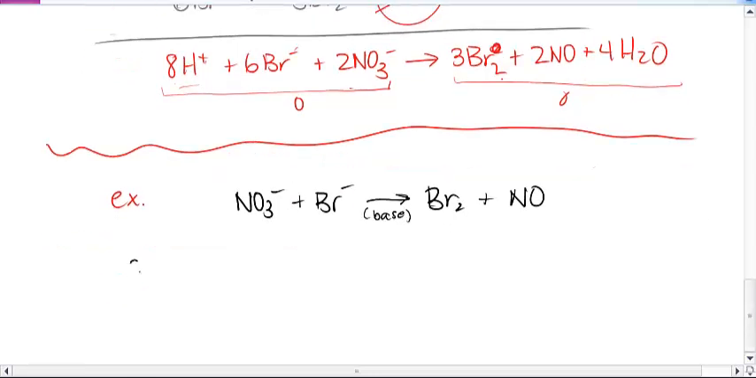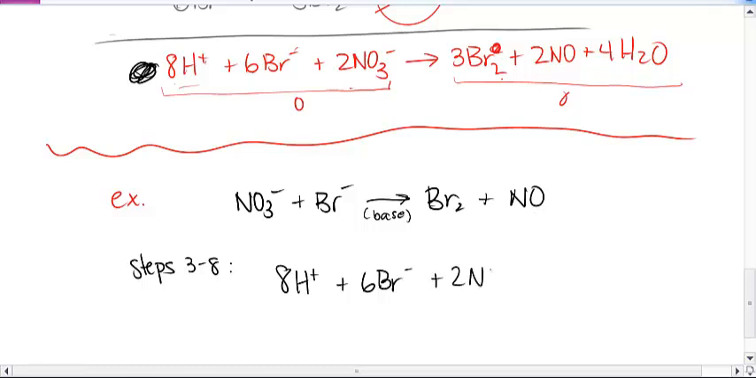What you do is you go through, and really, because steps 1 and 2 aren't completely necessary, go through steps 3 through 8. We did that already. And get your answer for steps 3 through 8. That's this thing here. I'm going to just rewrite it for the sake of this. So we went through steps 3 through 8. We got this as our answer, but it's in a base, so we have to do the last step. And that last step is the base step.